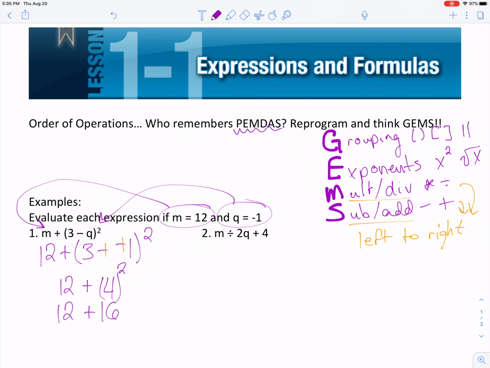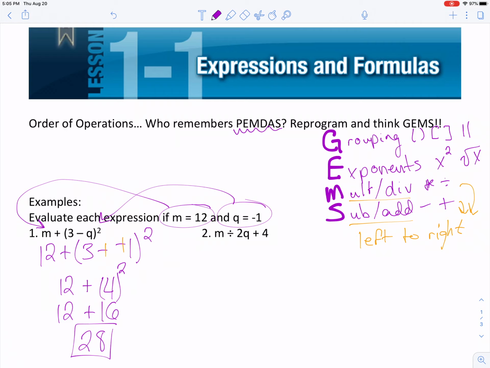Okay, now what? Multiplication, division. Do I have any multiplication, division? No. Move on. Subtraction, addition? Yes, I have a plus sign. The answer is 28. Okay, that's all we're doing for that first part.